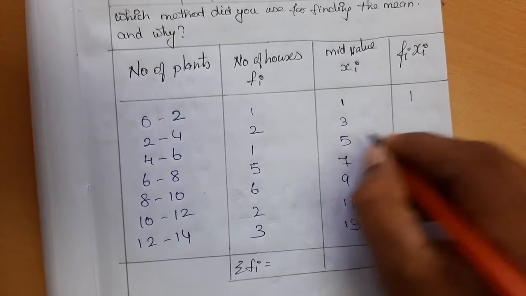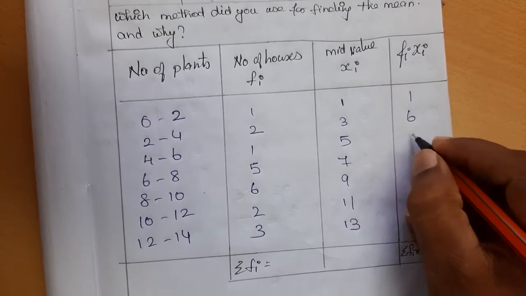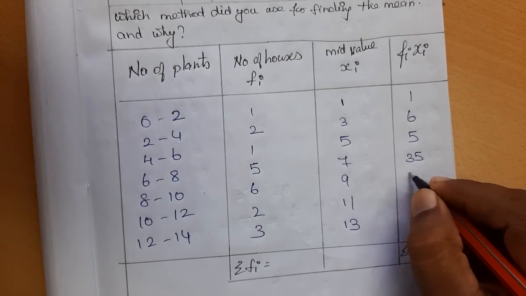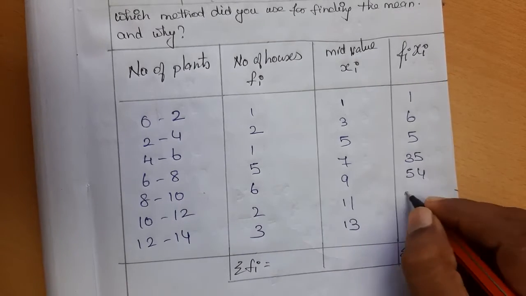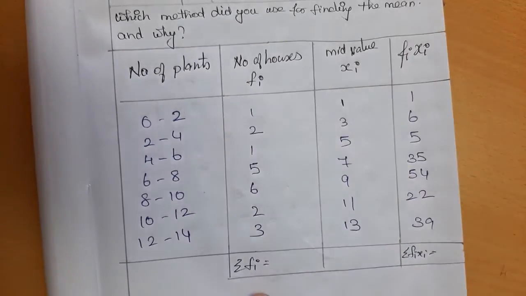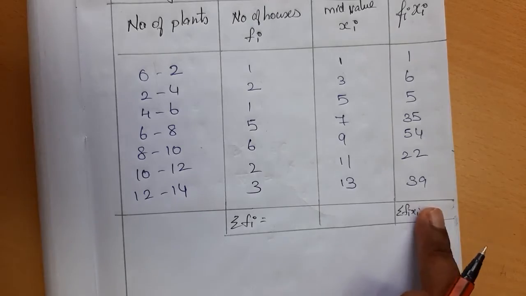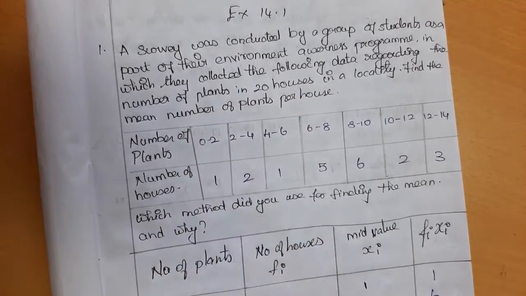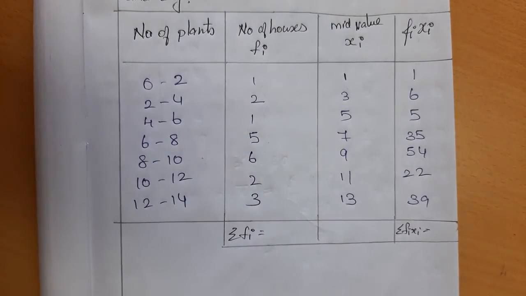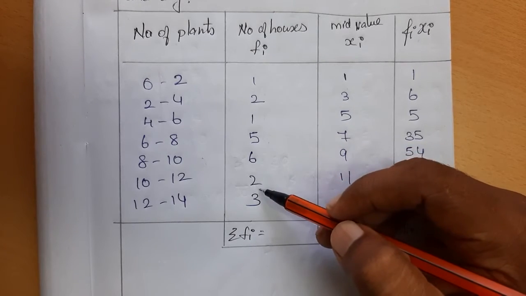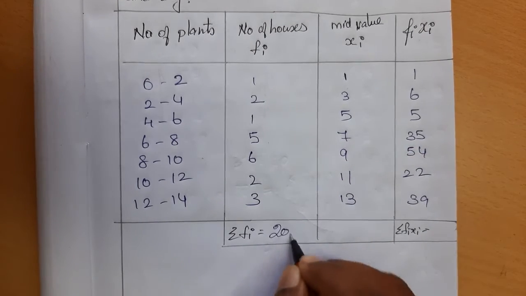1 into 1 is 1, 2 sixes are 6, 5 sevens are 35, 6 nines are 54, 22, 13 into 3 is 39. So now we are adding the fi and the fi xi. If we add, it has to become what is given, the total number of plants in 20 houses. So if you add, we get 20, 5, 10, 16, 18, 19, 20. Yes, exactly, we got 20.